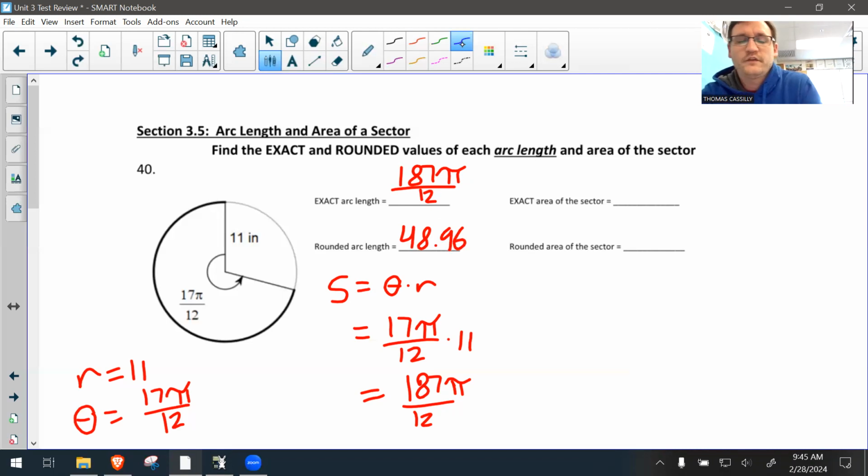Right? And there you go. That's how we find the arc length. We have the exact, and then we have the rounded.